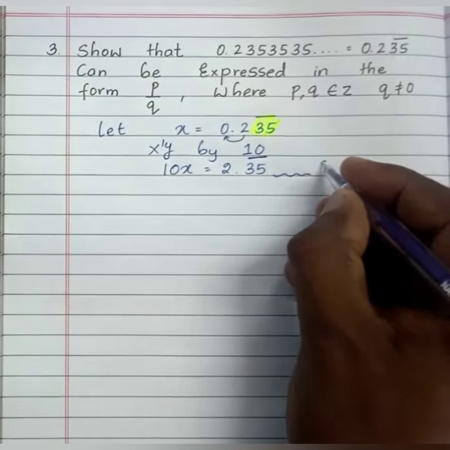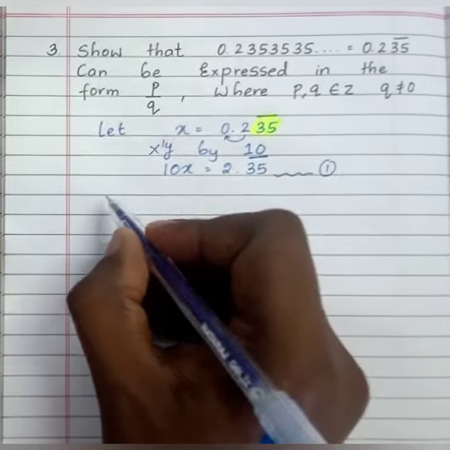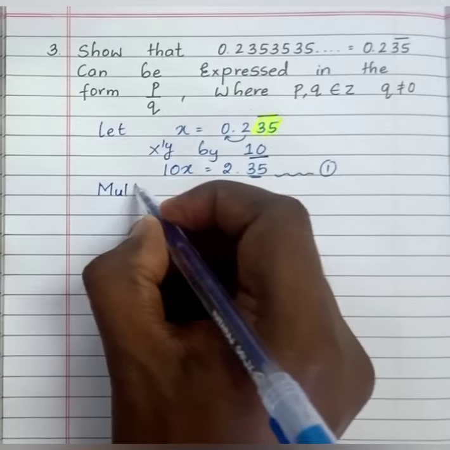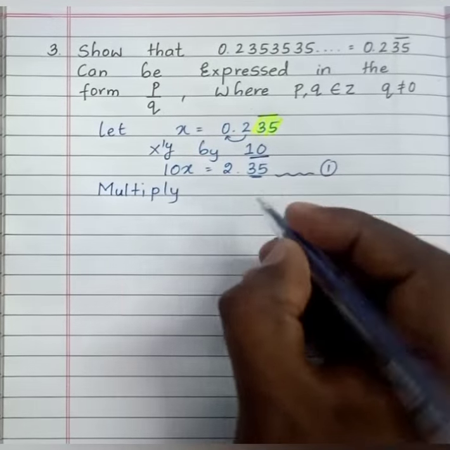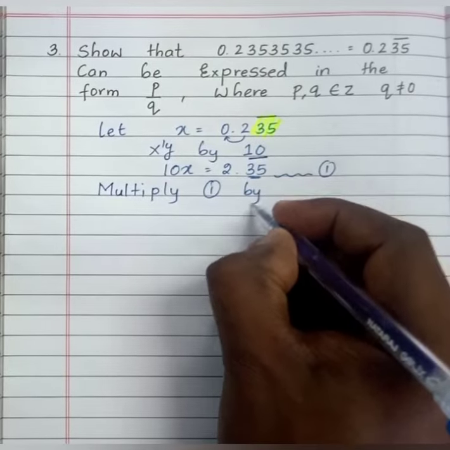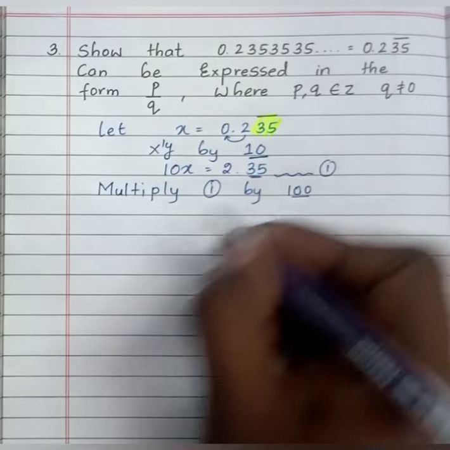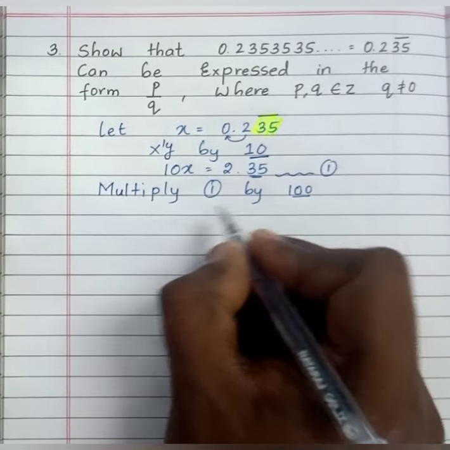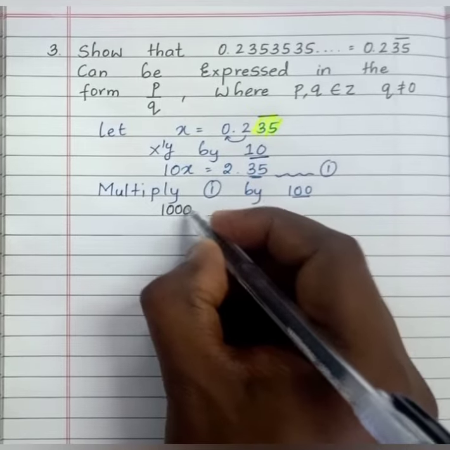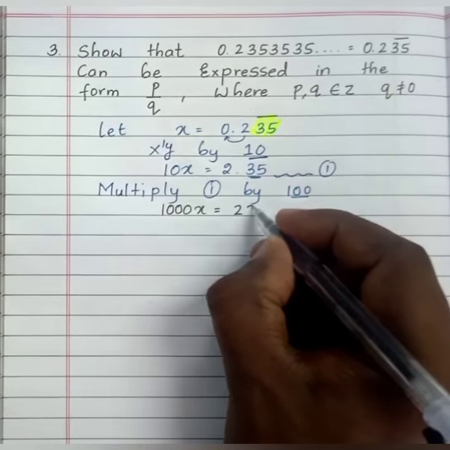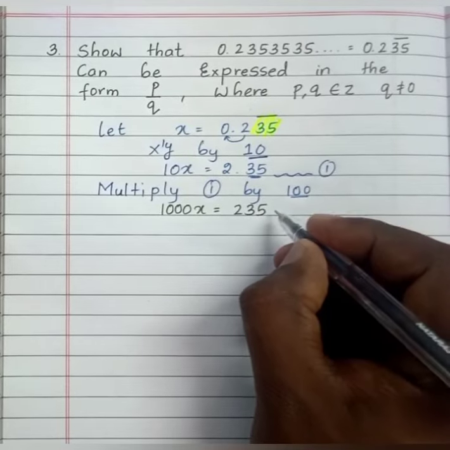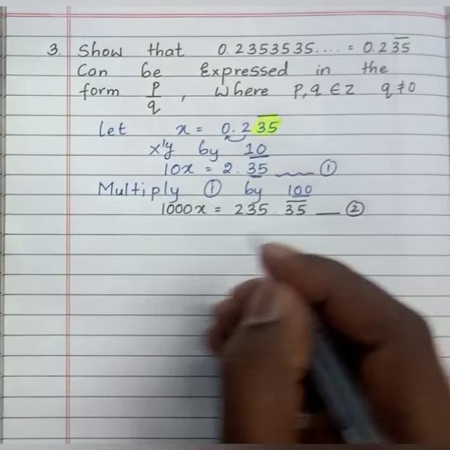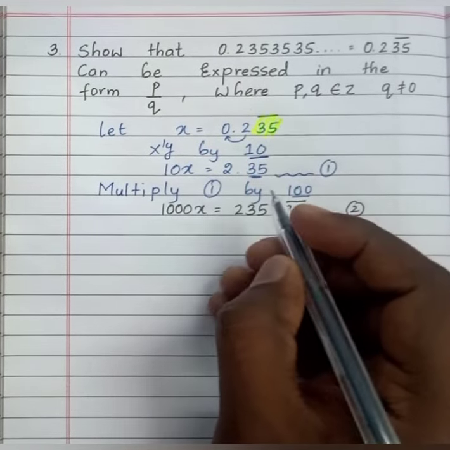Now how many digits are recurring? Now 2 digits are recurring. Multiply equation 1 by 100. Now 100 into 10x is 1000x. 100 into 10 is 1000 times x, which is equal to 2.35 recurring becomes 235.35 recurring. Move the decimal point after 2 digits.